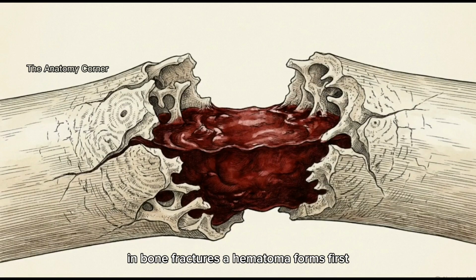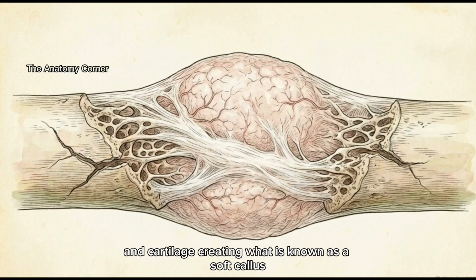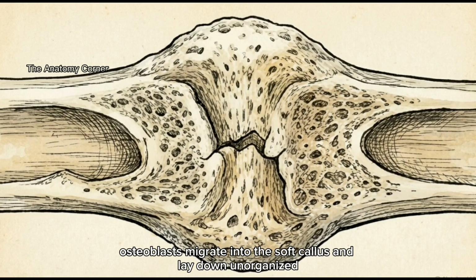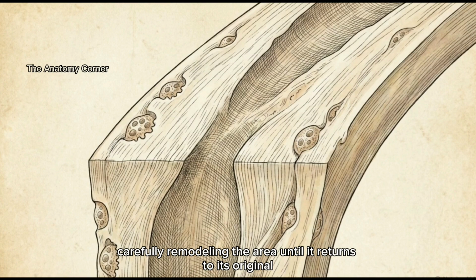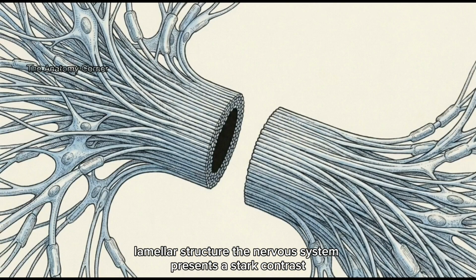In bone fractures, a hematoma forms first. This blood clot is gradually replaced by a bridge of granulation tissue and cartilage, creating what is known as a soft callus. Next comes the hardening phase. Osteoblasts migrate into the soft callus and lay down unorganized woven bone, transforming it into a rigid osseous callus. Finally, osteoclasts arrive to shave away the excess woven bone, carefully remodeling the area until it returns to its original lamellar structure. The nervous system presents a stark contrast.